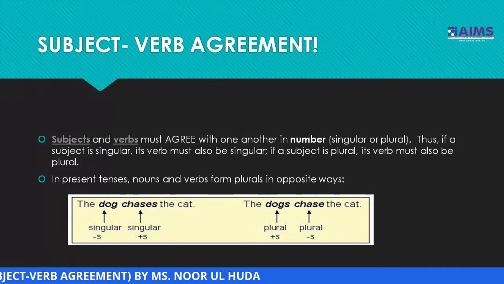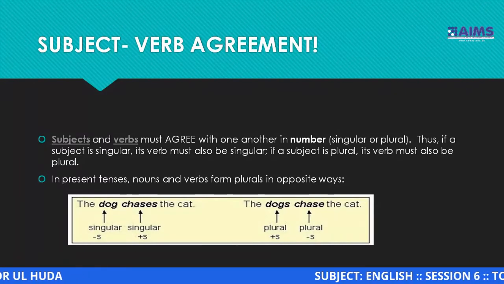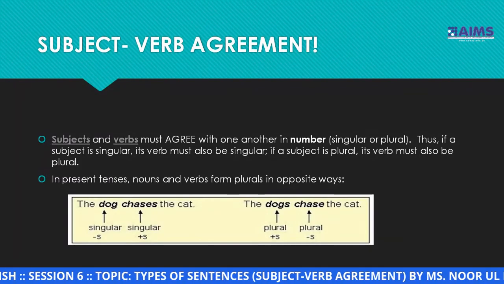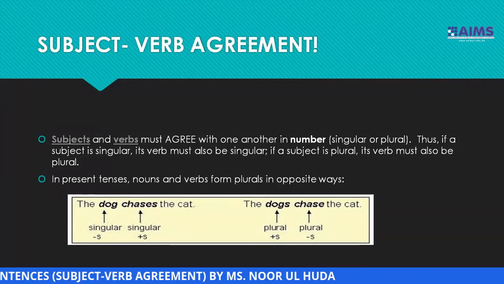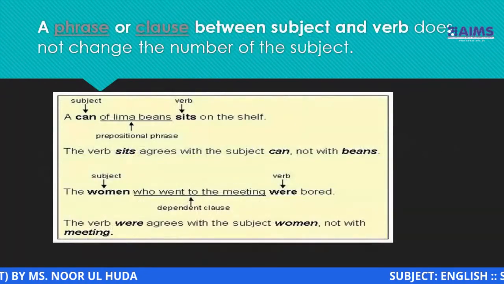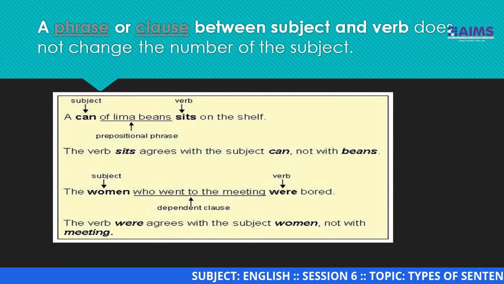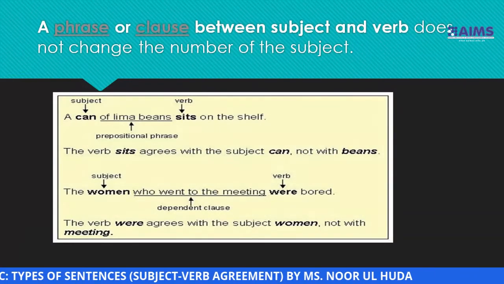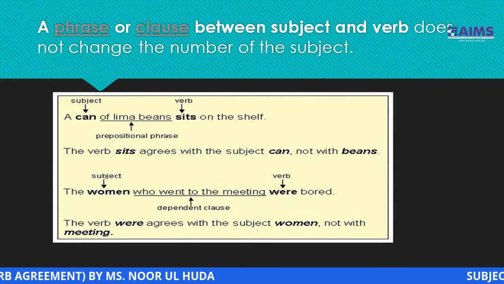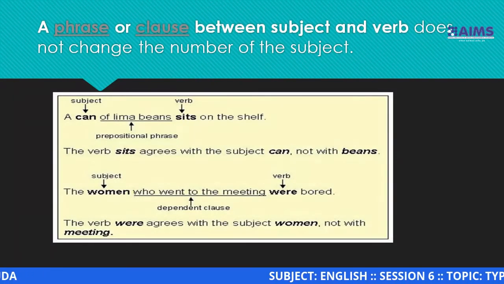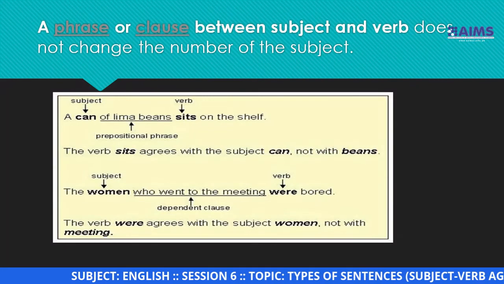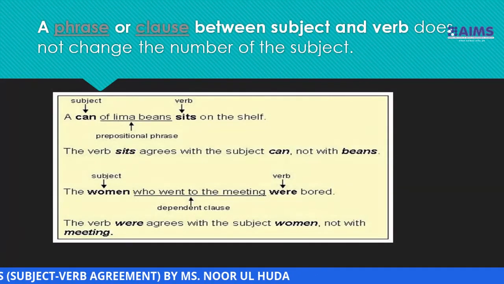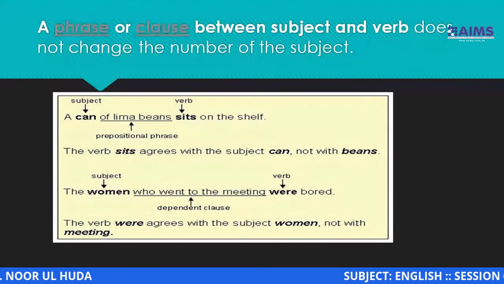The dog chases the cat. The dog is singular, so we need to singularize the verb, chases the cat. The dogs, if the plural is the subject, so we need to pluralize the verb, meaning by removing S in it. A phrase or clause between the subject and the verb does not change the number of the subject. Likewise, let's suppose we have included a phrase or clause in between the subject and the verb, it does not mean that the verb could be changed according to that phrase. No, the main focus should be on the main subject. The main subject forms the main verbs.